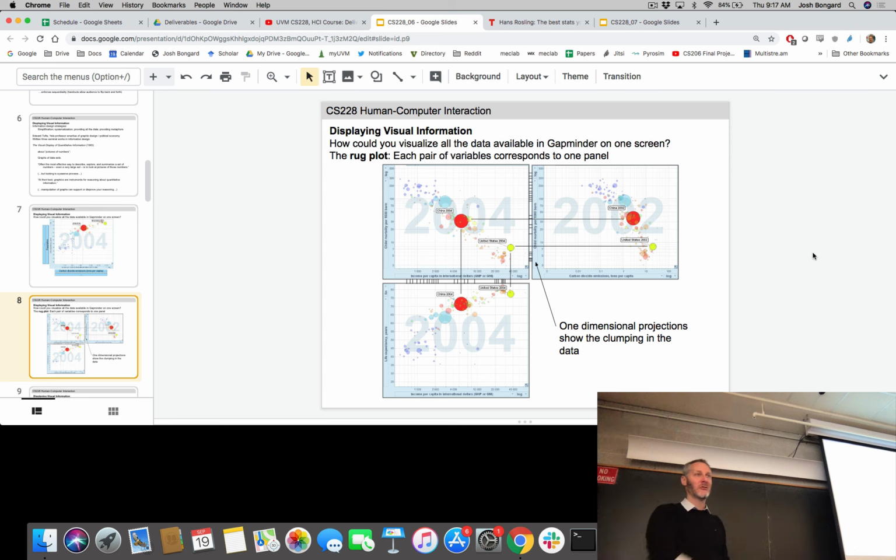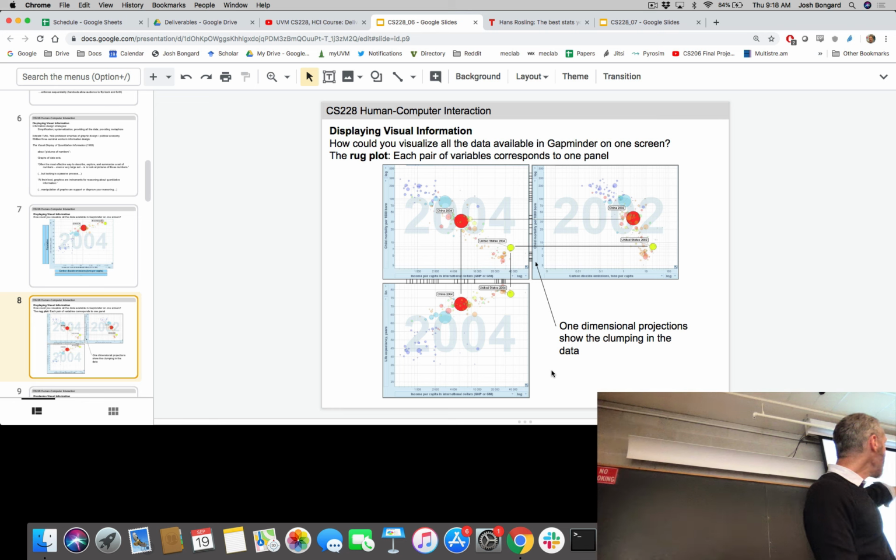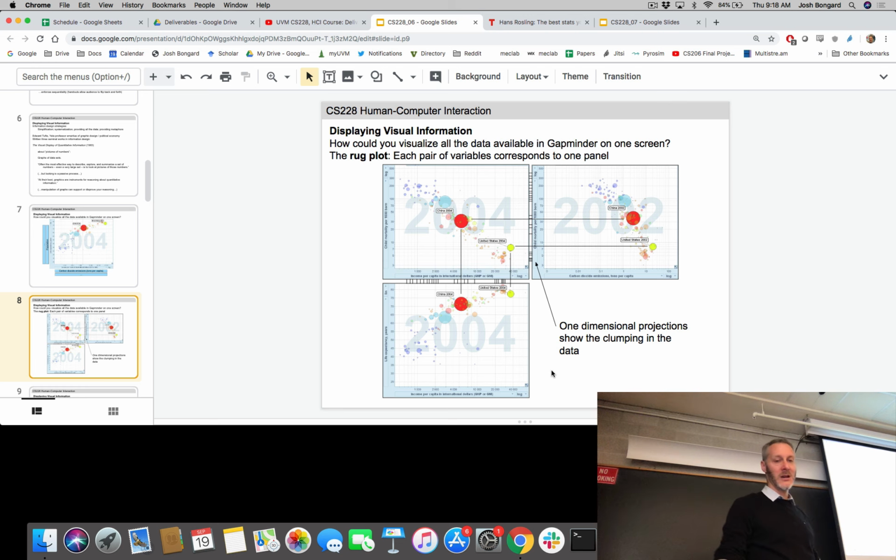by saccading back and forth between these images. It's getting a little bit tricky though. This is known as a rug plot because we're attaching these panels or rugs. Between the panels, we're going to plot the data that they share in common, which in this case is GNP. And that gives us, between the two panels, a one-dimensional projection. We're projecting just down onto a single variable, GNP.